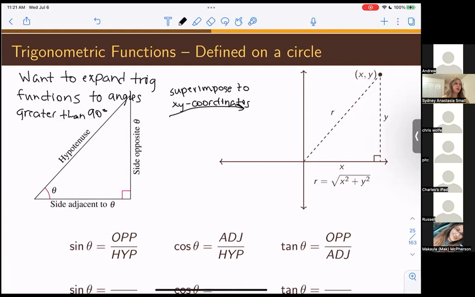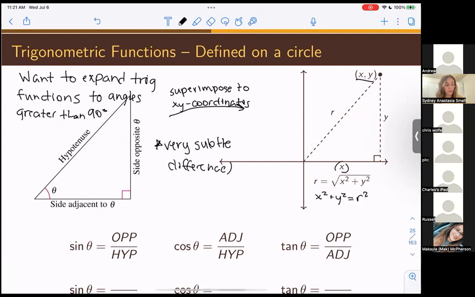And this, even though it seems like an extremely subtle difference at first, allows us to do so many more things. So instead of thinking about a side adjacent and a side opposite, instead of thinking about side lengths, we're going to be thinking about points in the XY coordinate system. So we would have an X, a Y, and an R, where R is just the square root of X squared plus Y squared. We get that from X squared plus Y squared equals R squared. That's just the Pythagorean theorem.